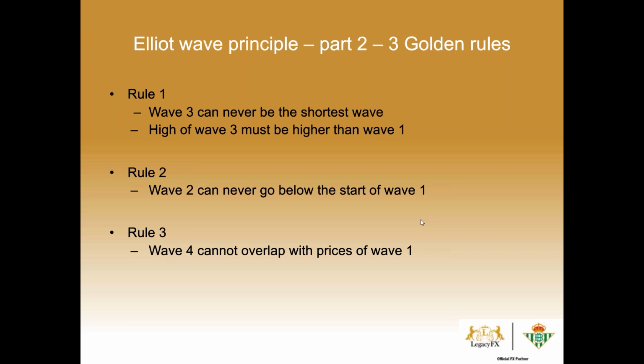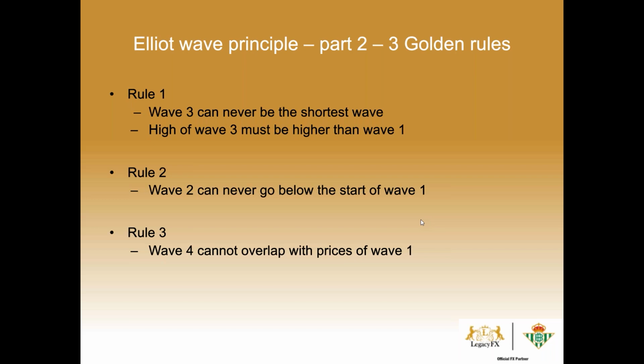Rule number 2. The second wave can never go below the start of wave 1. In other words, the first corrective wave, rally or pullback, can never go past the starting point of wave 1. Makes sense, right?